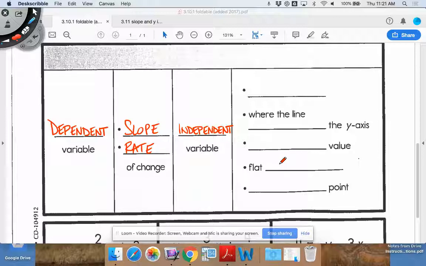And then the b. B is what we're going to start talking about today. We haven't really talked about it tons, but it's the y-intercept. So that's where the line crosses the y-axis. It's sometimes called the initial value. I'm going to make my i better. In word problems, it would be the flat fee and the starting point.